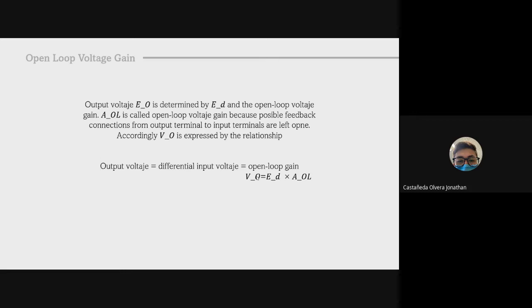Here we can see the formula of the output voltage. The relationship says that the output voltage EO is equal to the differential input voltage ED times the open loop gain AOL. And below we can see the relationship expressed with its corresponding letters.